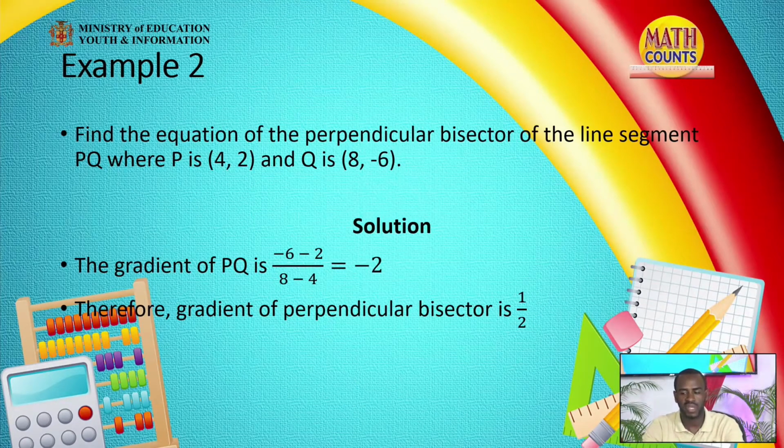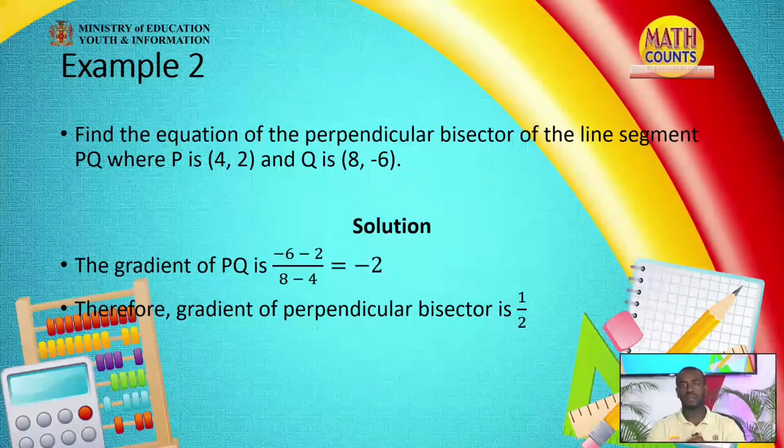So since we know that this is the gradient of the perpendicular bisector, then we can go about finding more information that will help us to find the equation of this line. Now, our question said perpendicular bisector. What is a perpendicular bisector?